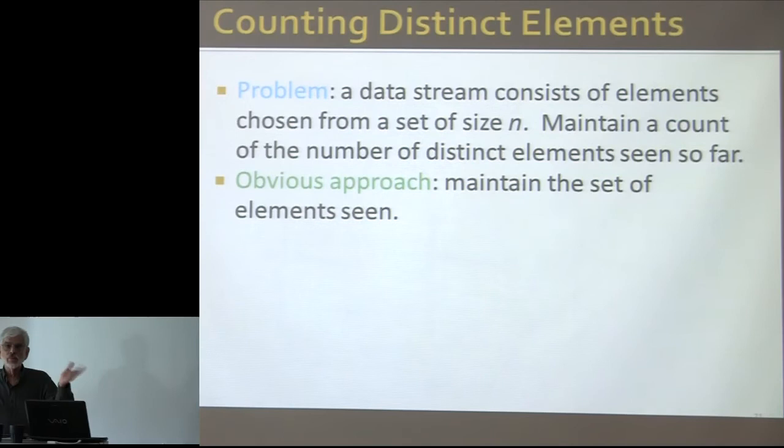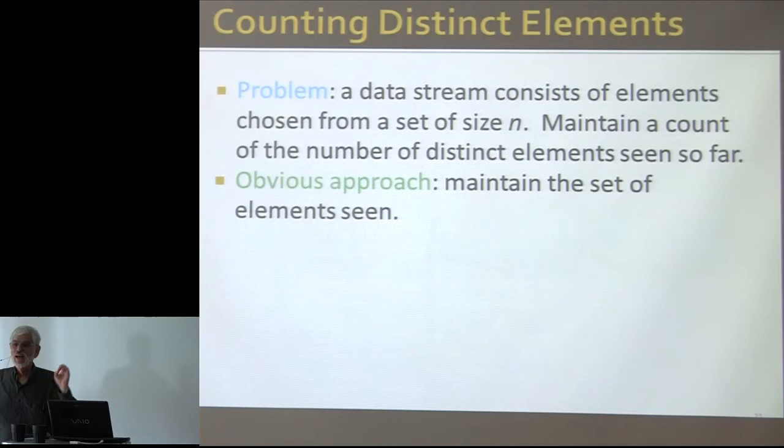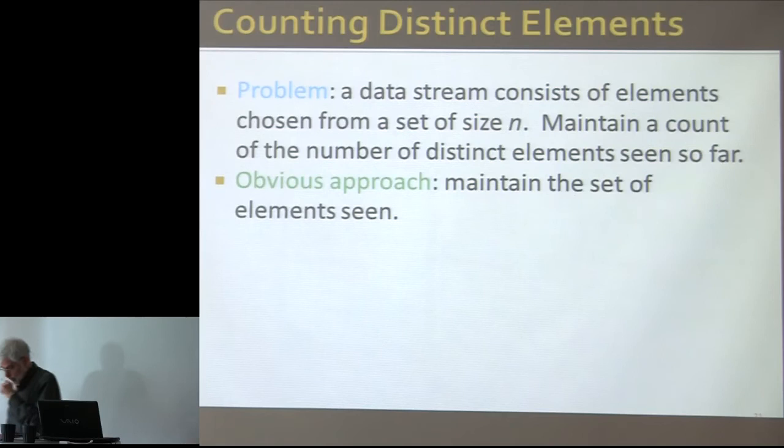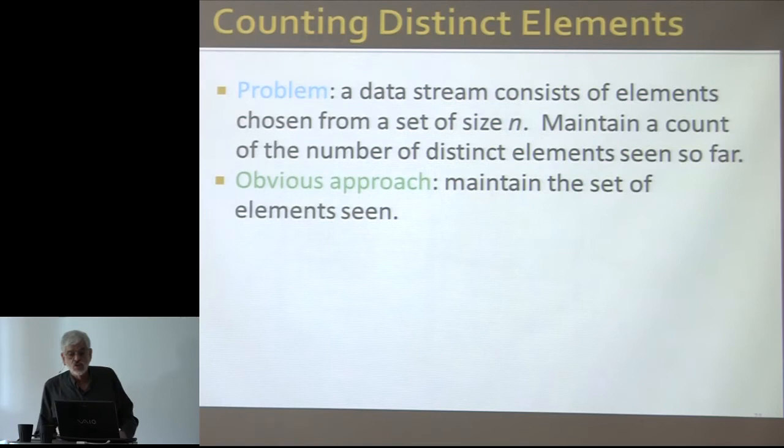Elements come in, and sometimes they repeat. Again, think of it as search queries if you want. This is sort of the dual of the problem that we were just talking about. How many different search queries are asked in a month? Well, you can solve the problem. All you have to do is keep a list of all the queries you've seen so far. When a new query comes in, you just look it up in some sort of hash index, so you can do this fairly efficiently, and see whether you've seen it or not. If you have seen it, you can ignore it. If you have never seen it, you have to add it to the set of things that you've seen.